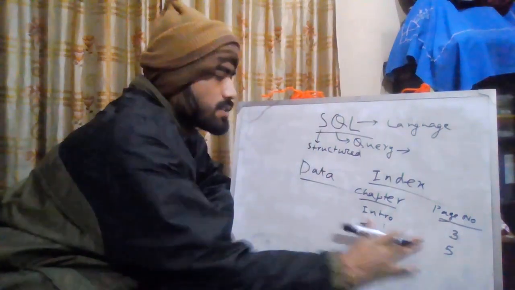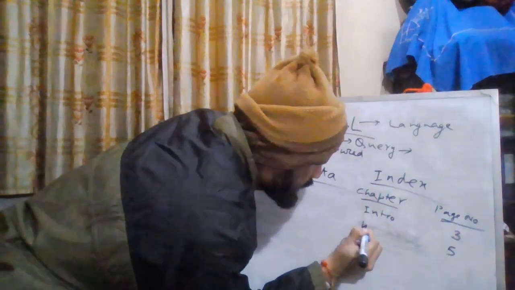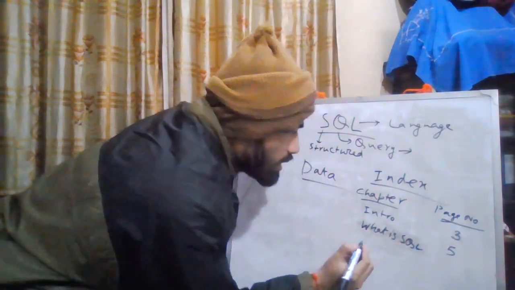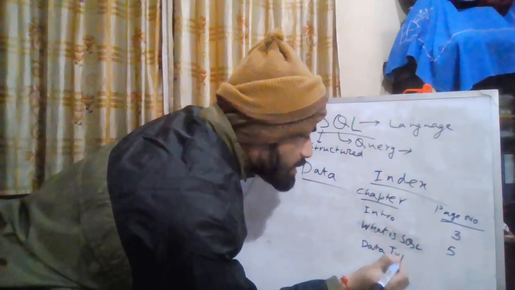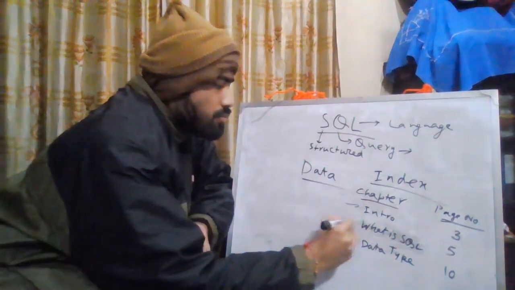Next, the second chapter is what is SQL? Now, the third chapter is data type. It is starting from page number 10. So these are the rows we know.